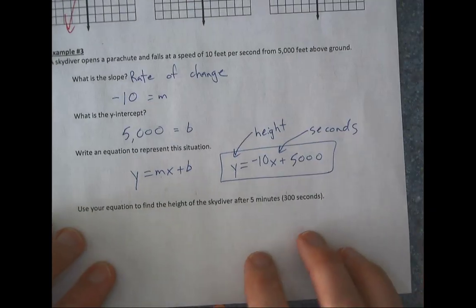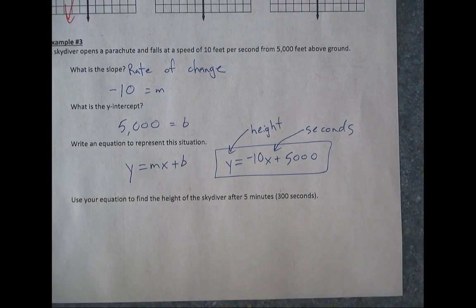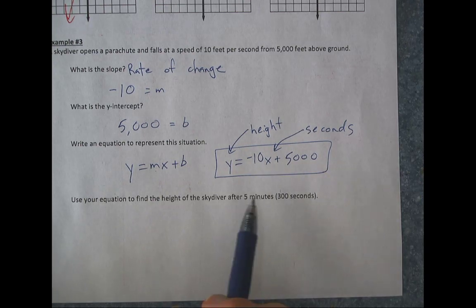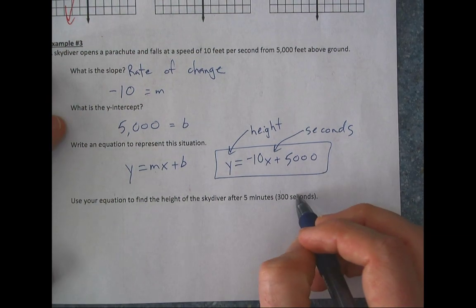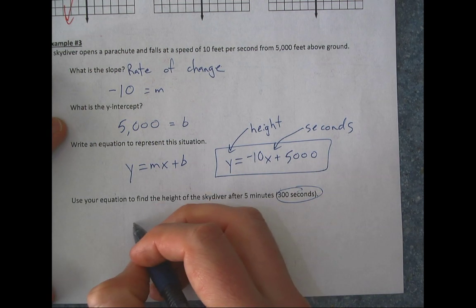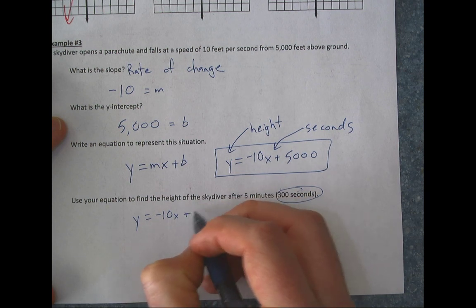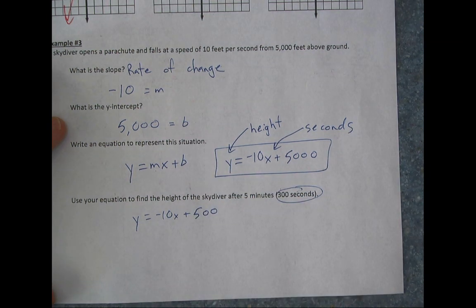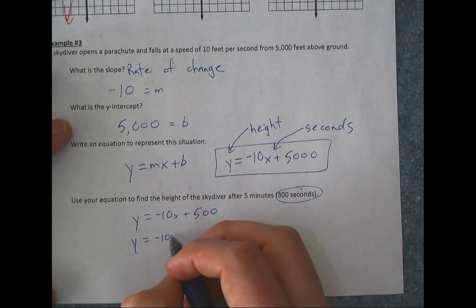Last but not least, let's use the equation to find the height of the skydiver after 5 minutes. 5 minutes. That's 300 seconds. Now, it's nice that it gave it to you, because a lot of people would have just took 5 and plugged it right in, not thinking. X is seconds. So 5 minutes is 300 seconds. So we're actually plugging 300 into x, because x represents seconds. So we're going to take our equation, and we're going to substitute. So y equals negative 10. We're going to plug 300 in for x.